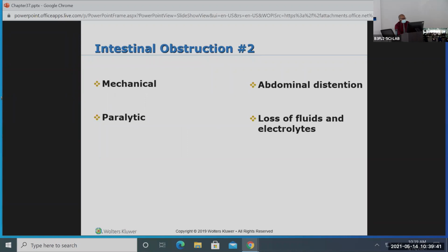Okay. So the types of intestinal obstruction, we already said, may be mechanical or paralytic. Mechanical will cause distension, and paralytic is because of the loss of fluid and electrolyte imbalance. My dehydration or electrolyte imbalance causes impaired movement that leads to paralytic obstruction.